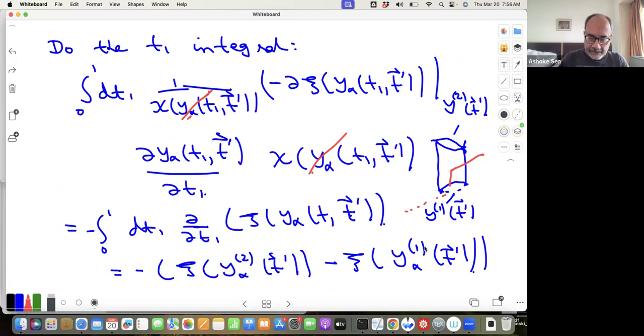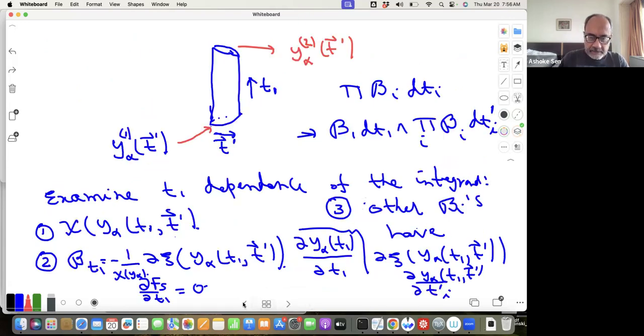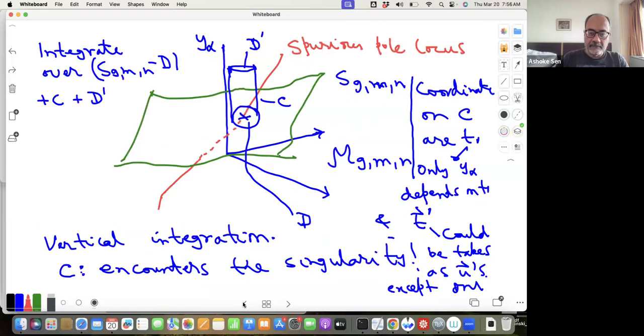So if I go back again, what I have done is that we have this integration over sigma minus d, which was okay anyway. We have integration over d prime, which is also okay. C was the problematic one. But now the integral over C I have expressed as a difference between an integral on top minus an integral at the bottom, along this curve. So now there is no singularity hitting anywhere. Now there is no singularity anywhere.